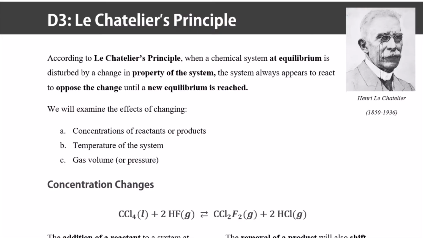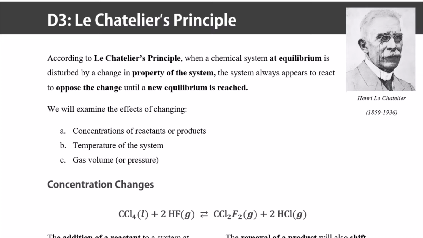And one of the first people to notice that and to describe the effects was a French chemist by the name of Henri Le Chatelier. And Le Chatelier stated that if an equilibrium system was disturbed, the system would always react to appear to oppose the change until a new equilibrium was reached. And then if it was disturbed again, it would react to oppose that change to establish a new equilibrium, over and over and over again.